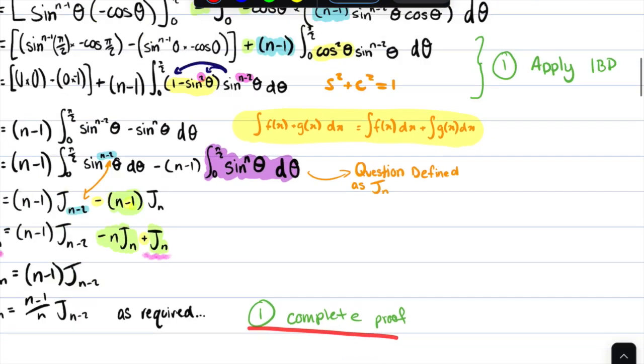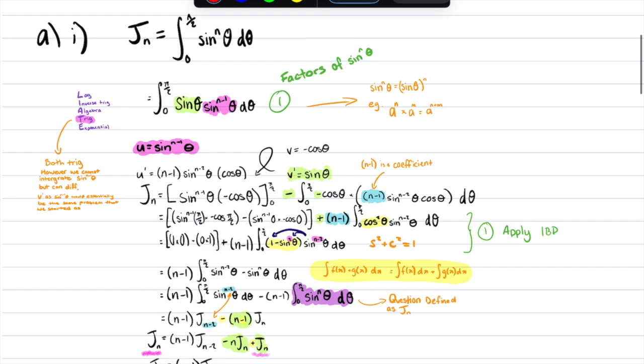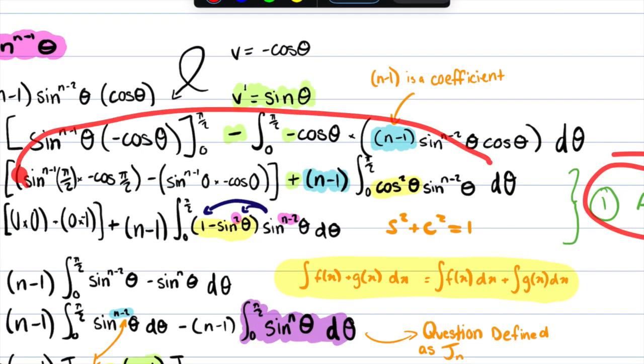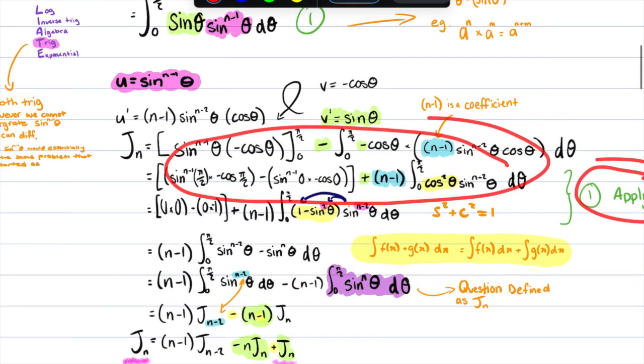This is our complete proof, where we get a uv minus our integral of v u dash.